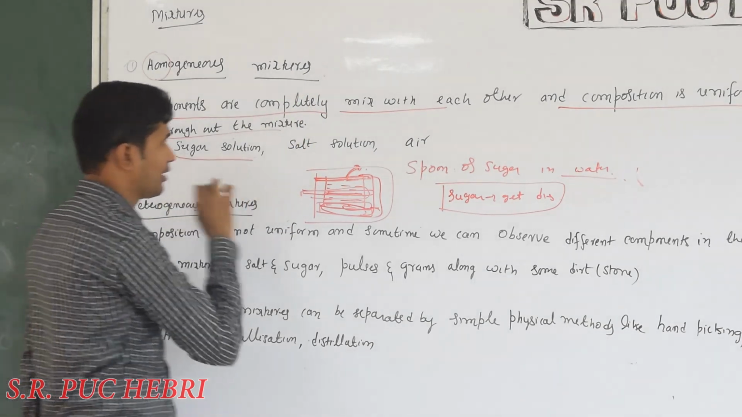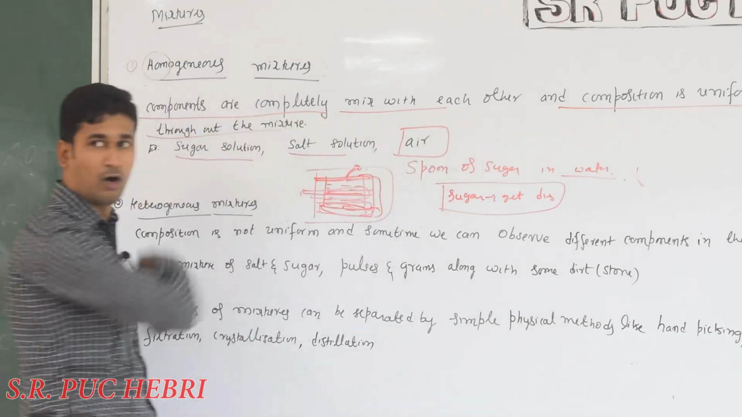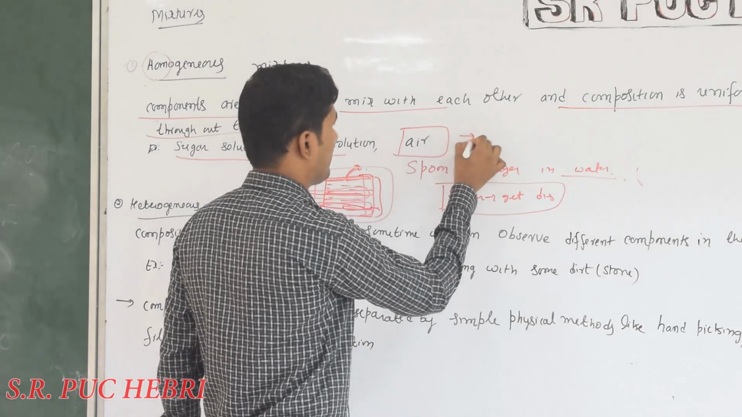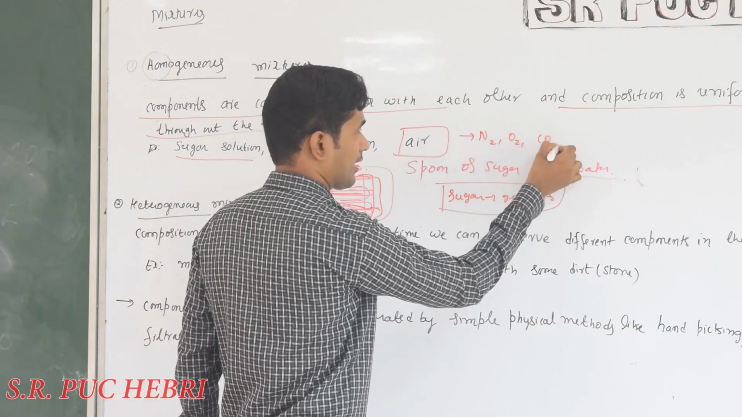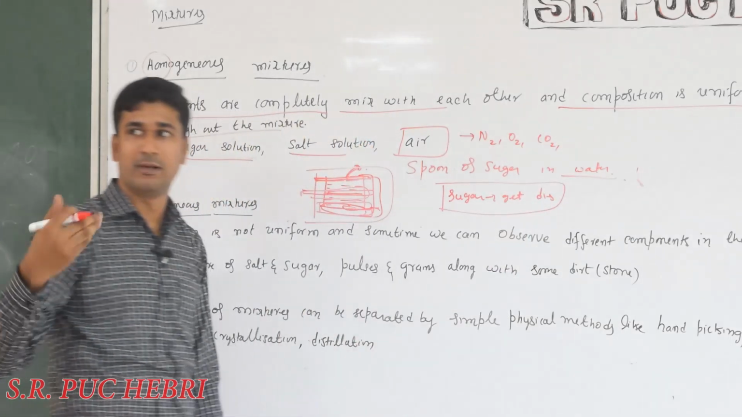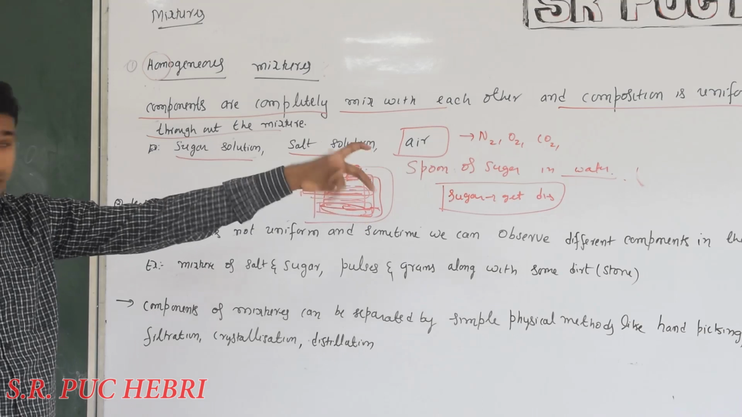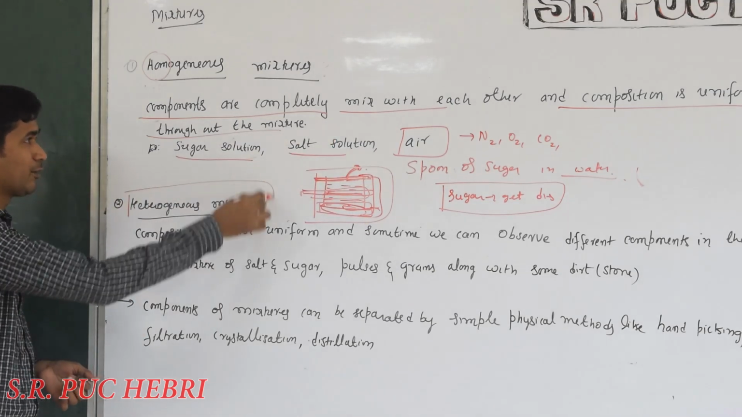Examples are sugar solution, salt solution, and air. Air is also a homogeneous mixture. In air, all the gases are uniformly mixed: nitrogen, oxygen, carbon dioxide, and some noble gases also. They are all uniformly mixed. Next, the second type of mixtures are heterogeneous mixtures.